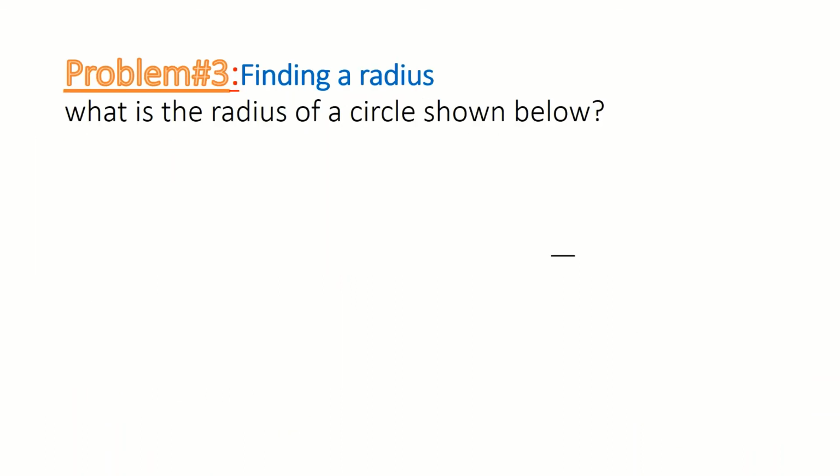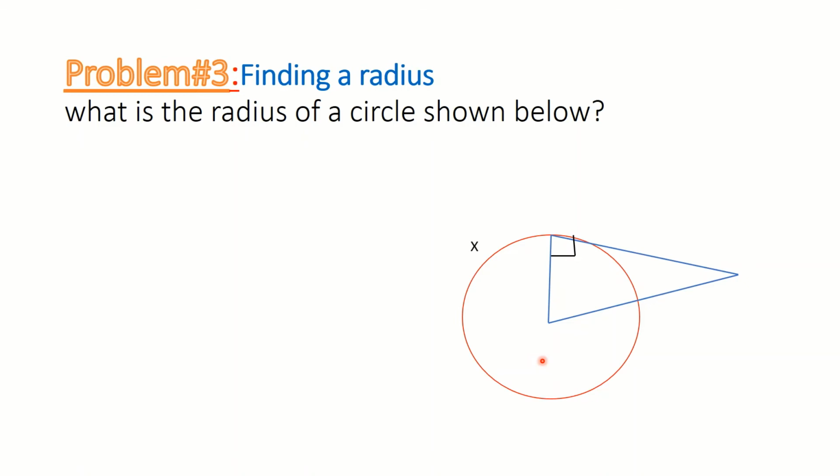Example number 3 is about finding the radius. What is the radius of a circle shown below? Here is a circle, and with these givens. This is x, this is 12, and this is 8. So how can you find the radius of this circle? Look at this line. This line is tangent to this circle at this point, and it's perpendicular to the radius of the circle. This is the central point, so this is also x.